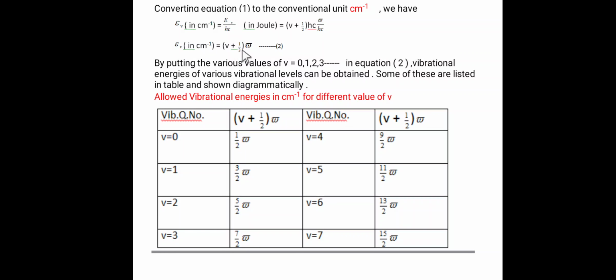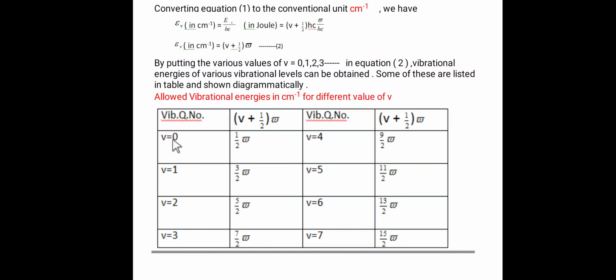So, friends, what is important here? V is the vibrational quantum number and its value is 0, 1, 2, 3, 4 and so on. By substituting the value of V it is possible to calculate the allowed vibrational energy levels in centimeter inverse. It is given in the following table just by substituting the value of V as 0, 1, 2, 3, 4, 5 and so on.